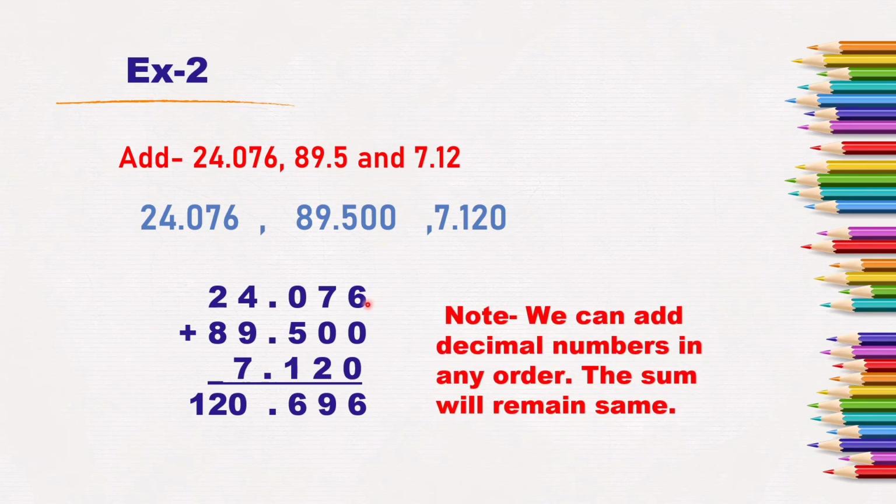Now start adding. 0 plus 0 plus 6 is 6. 7 plus 2 is 9. 5 plus 1 is 6. 9 plus 4 is 13. 13 plus 7 is 20. So we'll write 0 here and 2 is carried. And then 2 plus 8 is 10, 10 plus 2 is 12. So 12 is here. So when we added three numbers, we got the answer as 120.696.